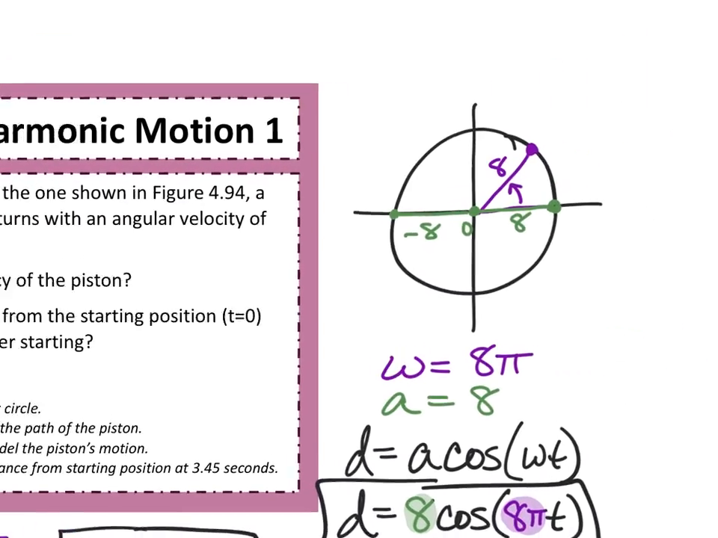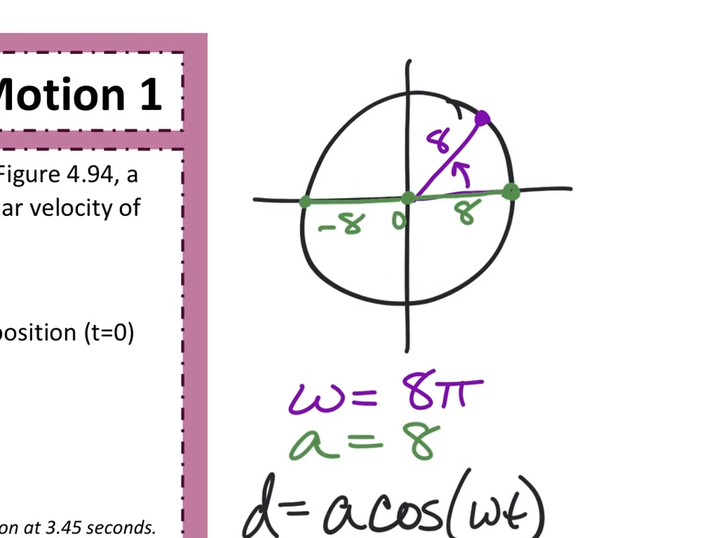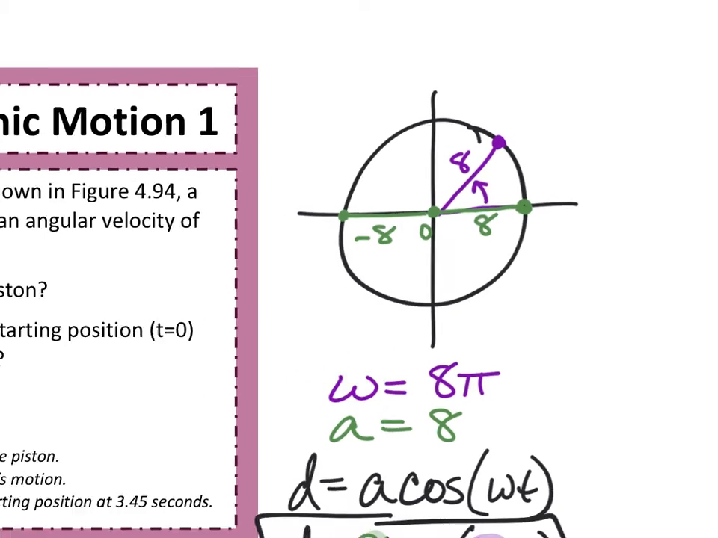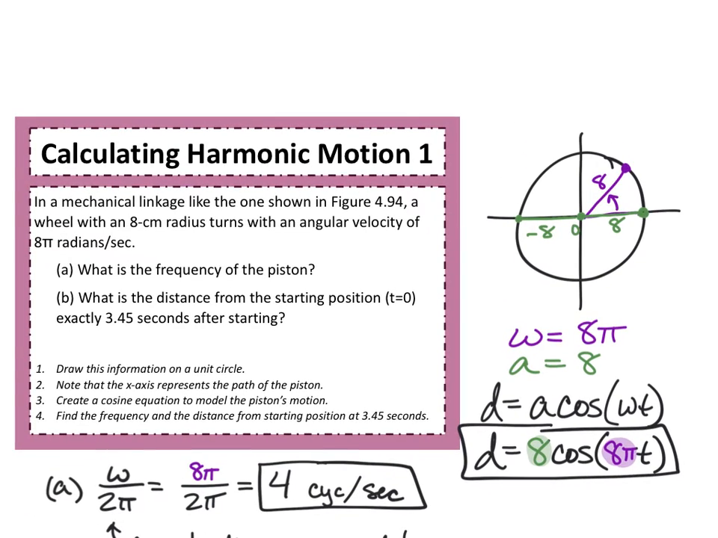So here's my unit circle. It said that I had a radius of 8. Okay, so I drew my radius of 8 here and here because this is still a radius and that's still a radius. I also know, because it told me, I'll show you where it told me, it has an angular velocity, omega, of 8 pi. It's right there, radians per second.